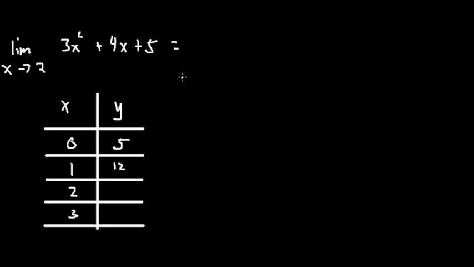Now next, what if it's 2? We just need to plug in again. So 3 times 2 squared plus 4 times 2 plus 5. 2 squared is 4, and 4 times 3 is 12. Then 12 plus 8, kasi 4 times 2 is 8. So 12 plus 8 is 20, plus 5 is 25.